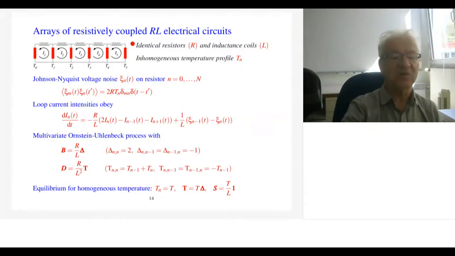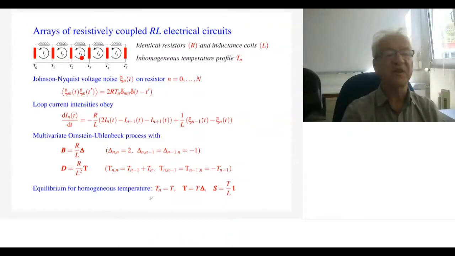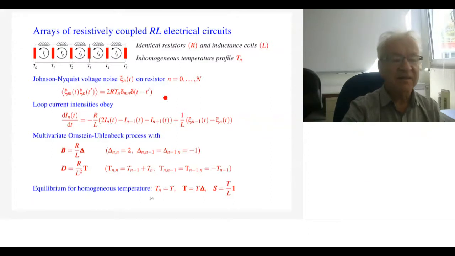You notice that there is no coupling to an external power generator, so it's not the standard picture of a non-equilibrium system which is kept out of equilibrium because it is driven. Here there is no driving, except this temperature profile. So, how does temperature occur in the system? Well, I have to remind you of the Nyquist theory of thermal noise. If I take resistor number n, at temperature Tn, there is a voltage between its two endpoints, which is a white noise of that form.